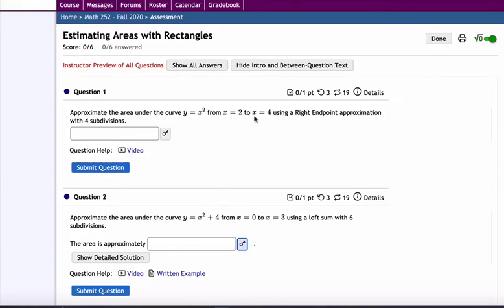All right, one last video I want to make before I go to bed tonight. This is the homework for 5.1 where you're estimating areas with rectangles. And I think there's nothing too tricky in here. I think the questions are more or less straightforward. The notation might be slightly different, so maybe I can talk you through that.